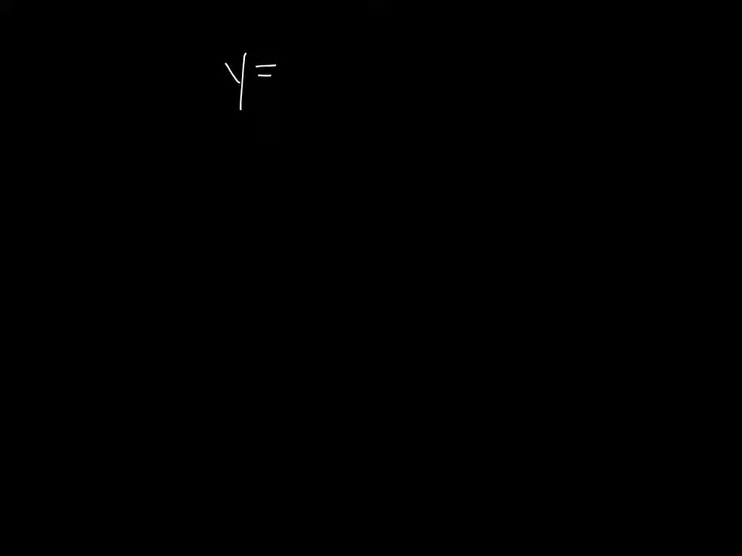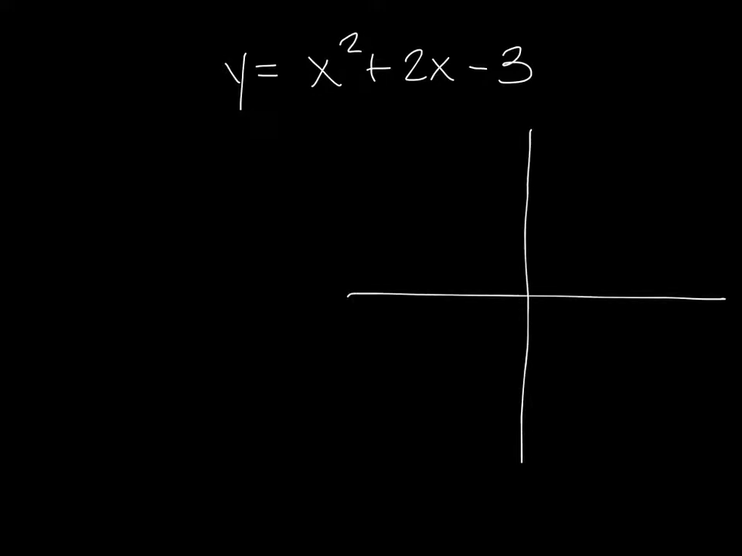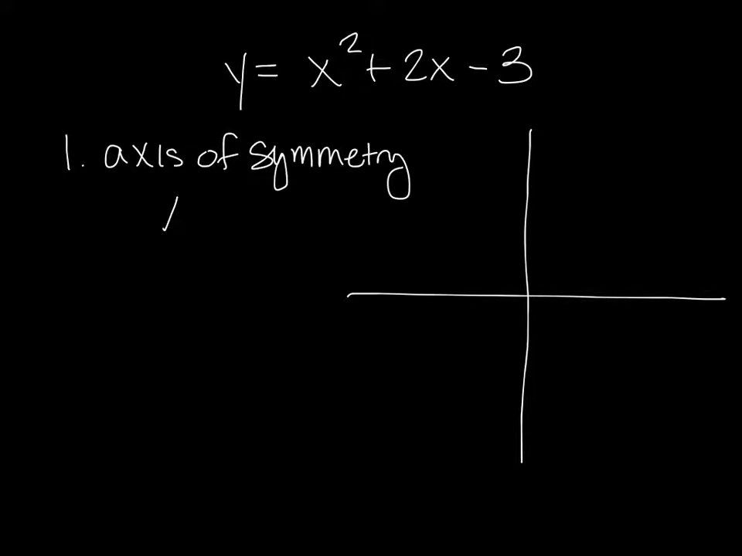Let's say we have y equals x squared plus 2x minus 3, and we're going to graph that. So I'm going to set up my xy axis, and the first thing you want to do is find your axis of symmetry. To find your axis of symmetry, you're going to find x equals negative b over 2a. As far as a, b, and c go, a is the number in front of x squared. It's not the x squared itself, but the number in front. Here it'll be a 1. B is the number in front of x, and c is the constant that doesn't have an x on it.